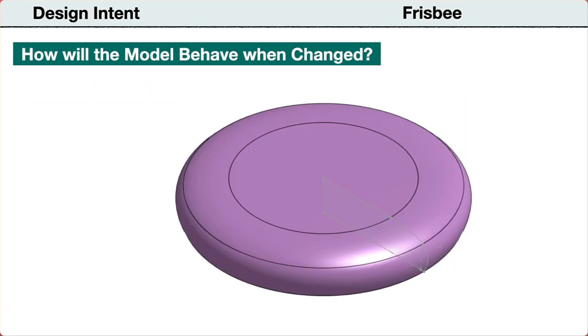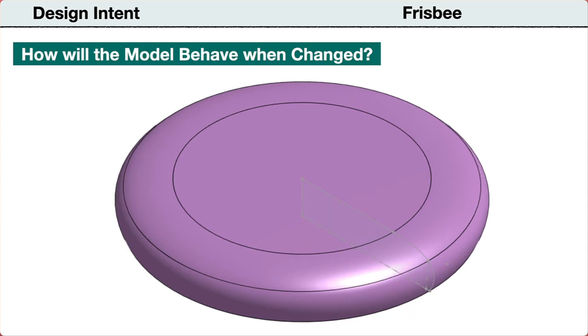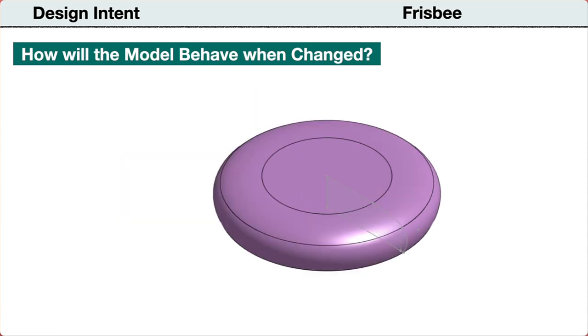So how do we want the part to behave when these parameters are changed? If the outside diameter is increased, or if the outside diameter is reduced, both the outside diameter and the inside flat diameter will change by the same amount. The outside curve will remain the same, and the Frisbee will update without errors.